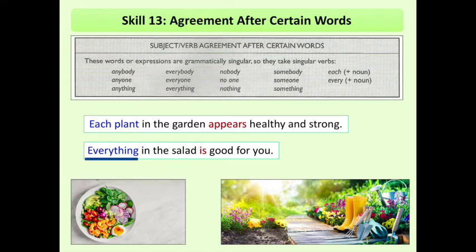Everything is one of these words that's grammatically singular. So the verb is, not are. Whenever you see any of these words, they're going to need a singular verb.